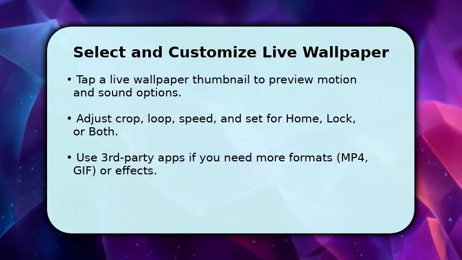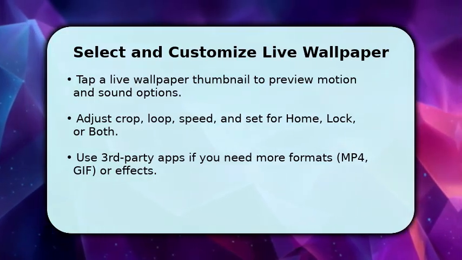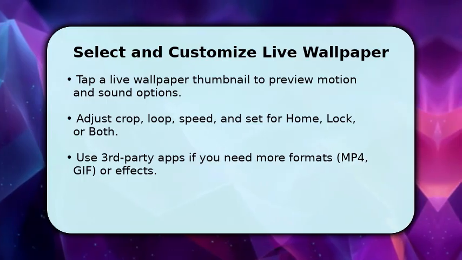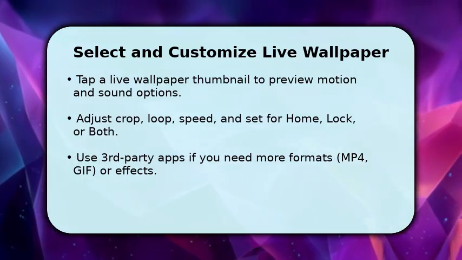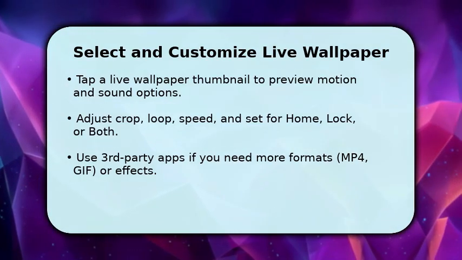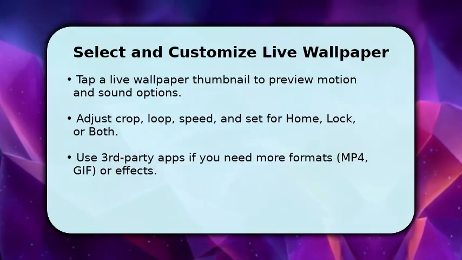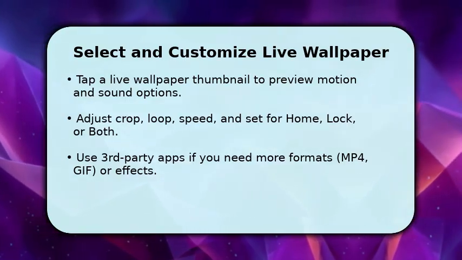Tap a thumbnail to preview motion. Make sure to check sound and animation speed. Then adjust crop or scaling so key parts of the image aren't cut off, and select whether to apply to home, lock, or both. This choice matters for battery impact.